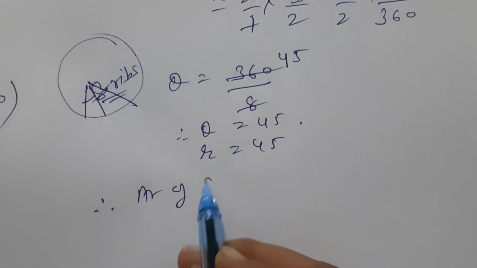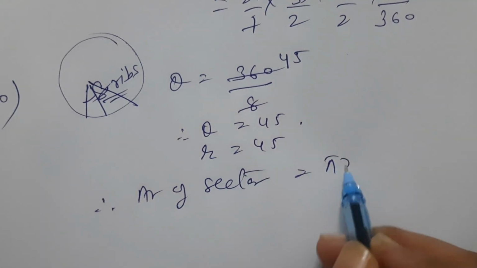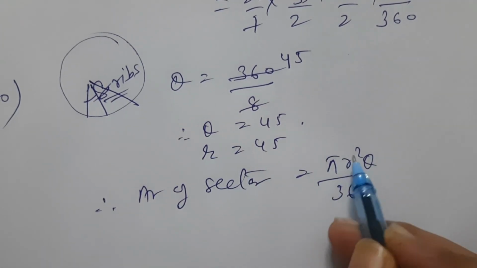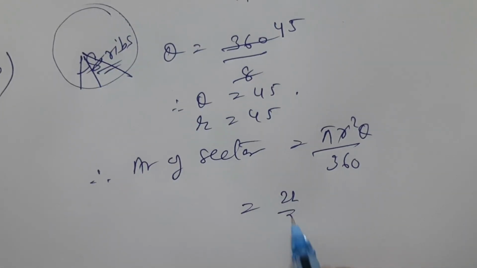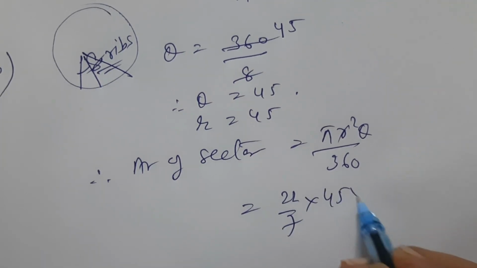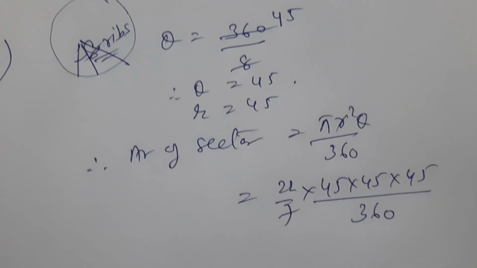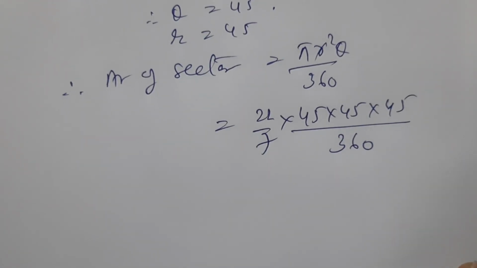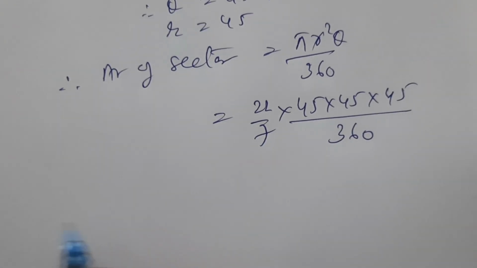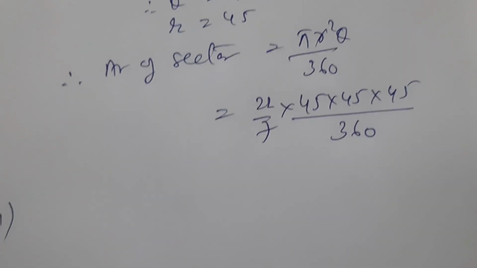Therefore, area of sector, pi r square theta upon 360. Put in all the values, 22 by 7, radius is given 45, theta is 45, whole divided by 360. Complete the calculation, you can get the answer on your own. Now let's start with the 11th question.